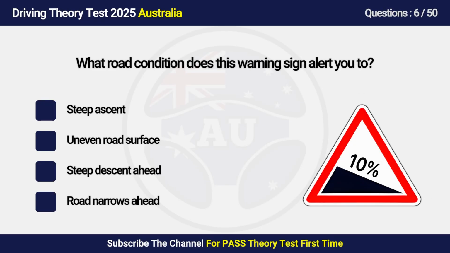Question 6. What road condition does this warning sign alert you to? A. Steep ascent. B. Uneven road surface. C. Steep descent ahead. D. Road narrows ahead.